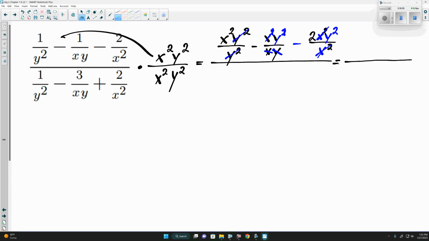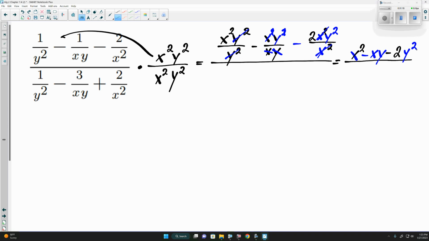So I'm going to finish writing out the numerator, then we'll do the denominator here in a second. So what are we left with in the first term? Just x squared, yes? Minus xy minus 2y squared.